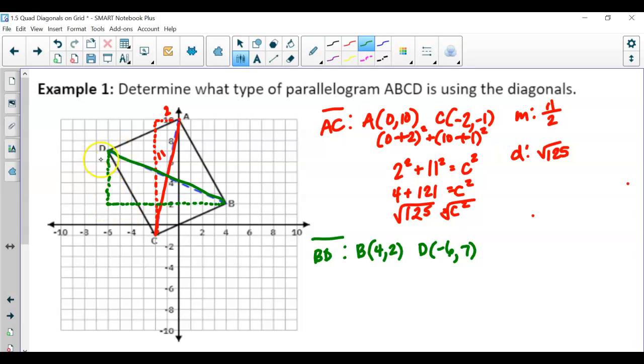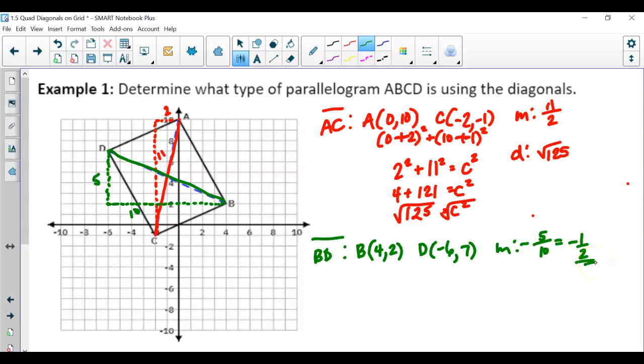So the rise is 5: 1, 2, 3, 4, 5. And then the run is 10. So here that means the slope, positive or negative, well, reading it left to right, the slope is negative. The rise is 5, the run is 10, so negative 5 over 10, which simplifies to negative 1/2. So that is our slope here.